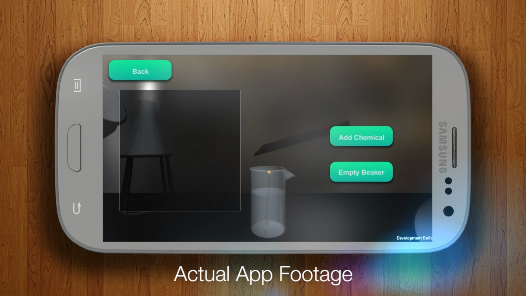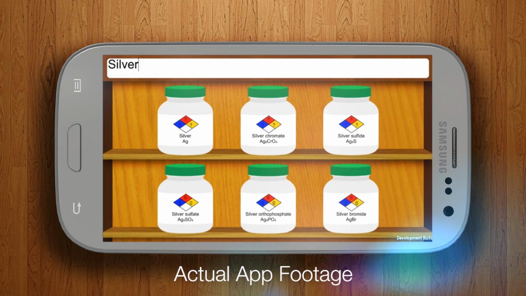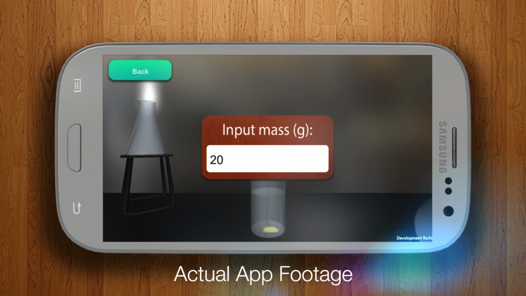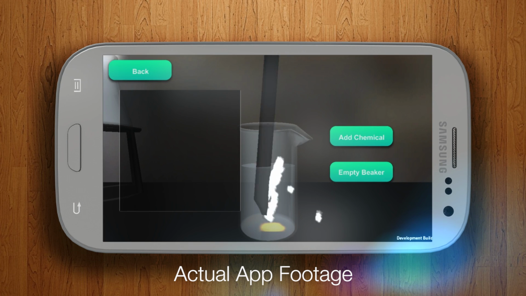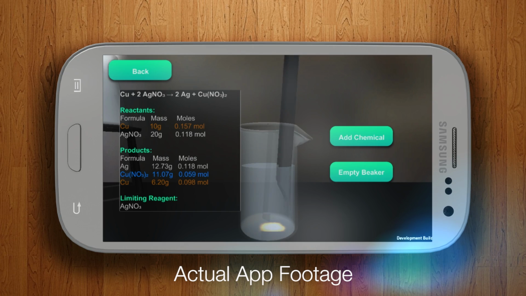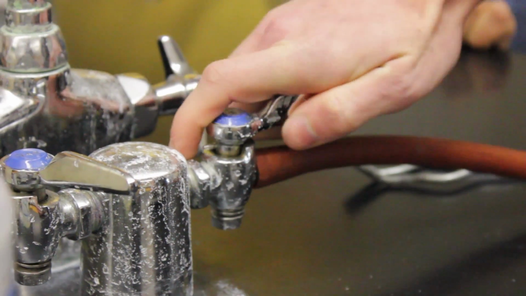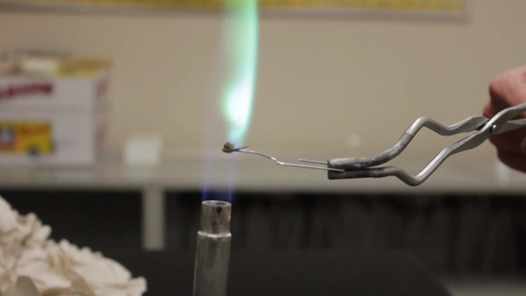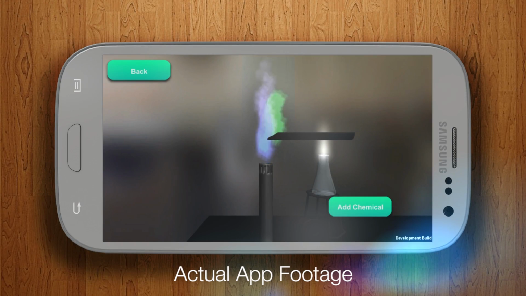In this example, a student selects copper and silver nitrate from the chemical cabinet and combines them in water. The reaction is then completed and the products of the reaction emerge, in this case, silver and copper nitrate, turning the solution slightly blue. The app can also simulate flame tests, which are used to determine the identity of compounds. Here, a copper compound burns green when held over a Bunsen burner.